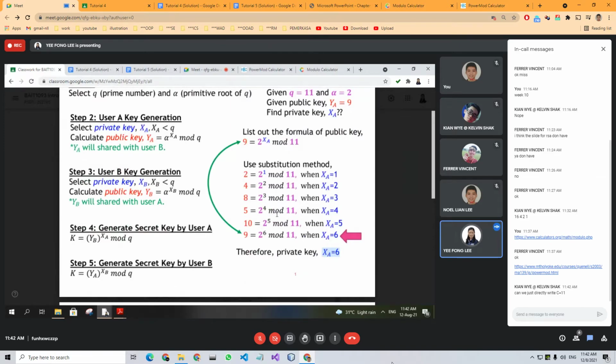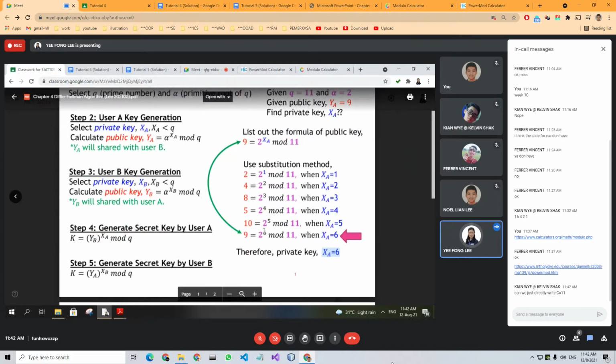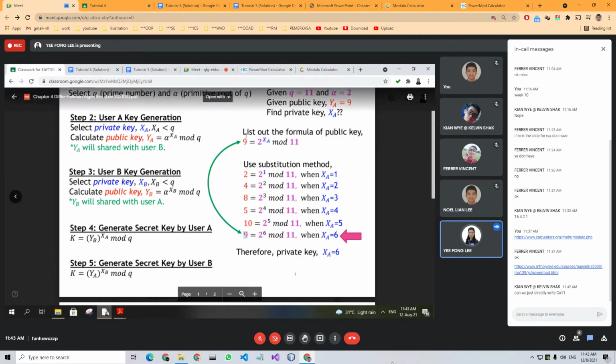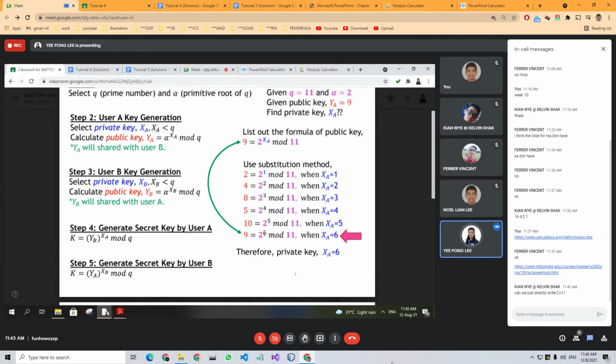This is still modular, still modular. Private key is 6. How do we get the 6? We try one by one. We substitute 1, 2, 3, 4, 5, 6 until we get the result 9, the public key, which is the same as in the question. My concern is the private key we found, 6, is less than 10, still okay. We can do up to 6 steps, no problem.